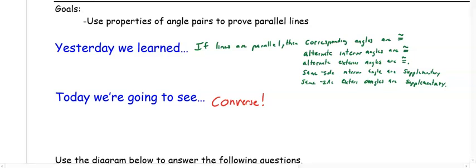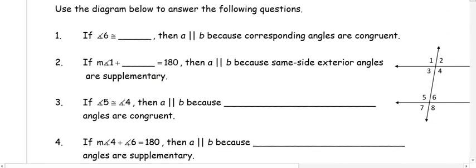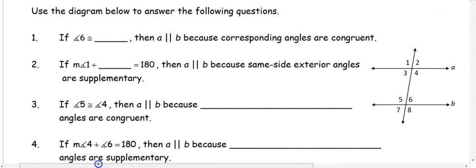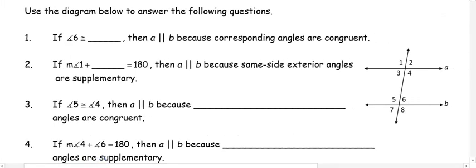Today, we are going to work on the converse. So we are going to flip it where we see if this relationship happens with the angles, then we have parallel lines. So using the diagram, answer the following questions. If angle 6 is congruent to blank, then A is parallel to B because of corresponding angles congruent. So we are looking for the other corresponding angle in the pair with angle 6. So the corresponding angle with angle 6 would be angle 2.